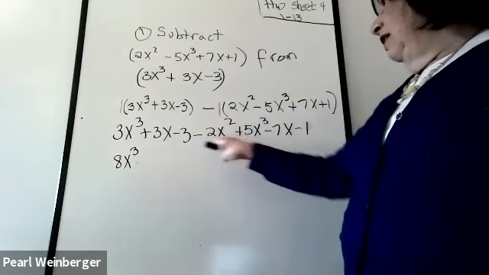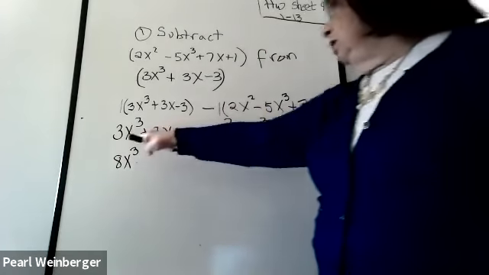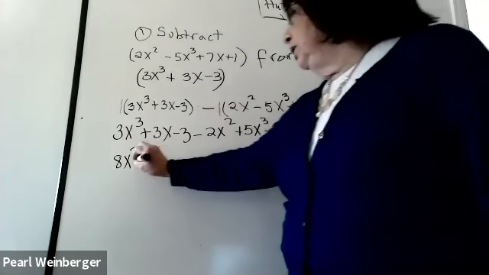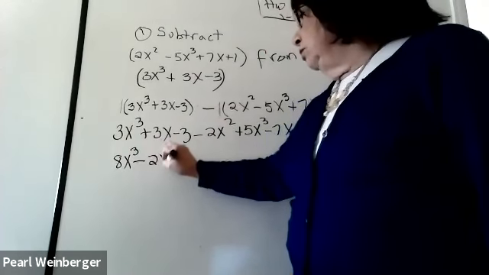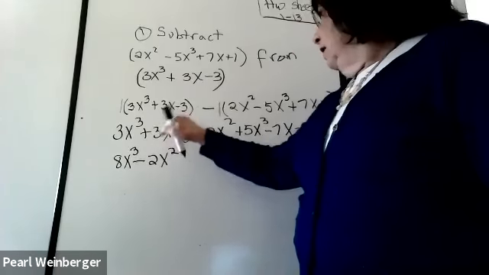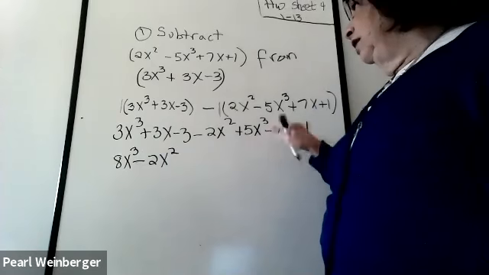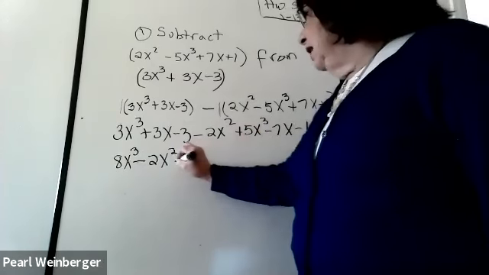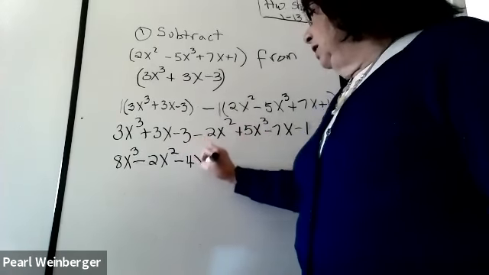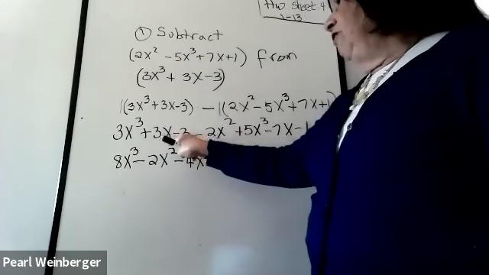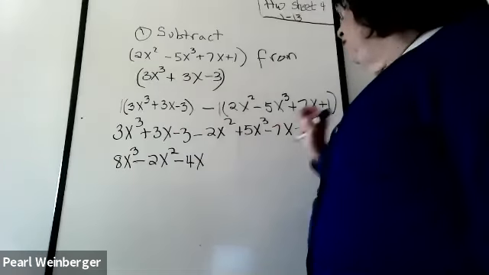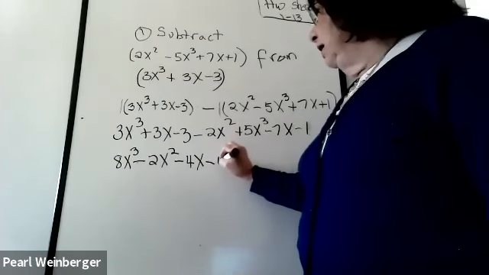The next thing I have is an x squared term. There's only one x squared term, so I just bring it down. It's minus 2x squared. Then I have a 3x and a negative 7x. Those are like terms. 3 minus 7 is negative 4. So that gives me negative 4x. And finally, the negative 3 and the negative 1 are like terms. That gives me minus 4.